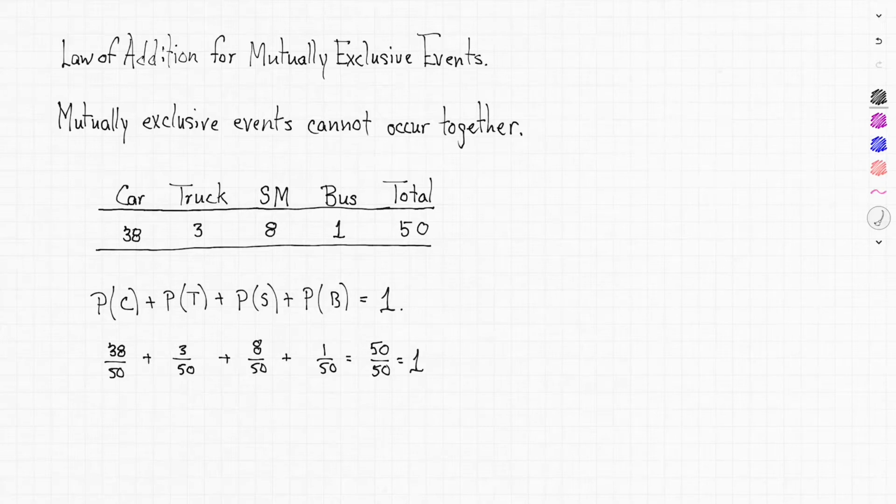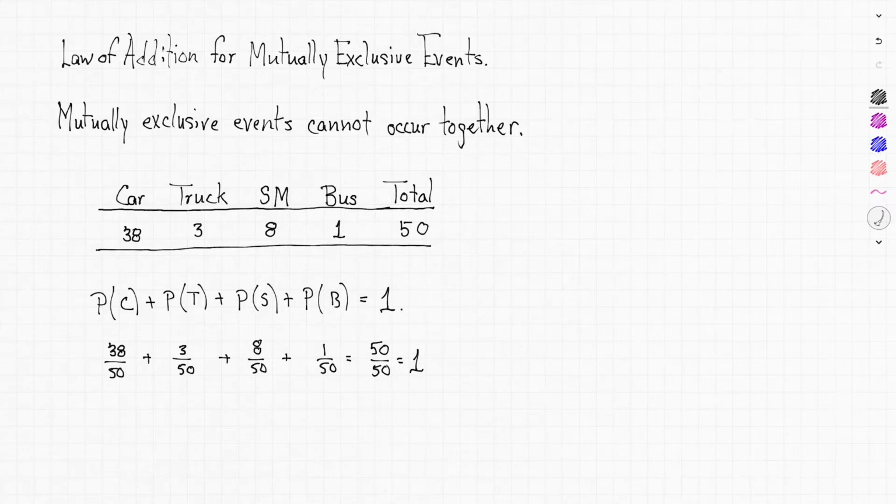Now, notice this. When we took this sample, we just asked people what form of transportation they used to get to school that day, and these were the answers they gave us. But no one person could be in both categories. You couldn't both drive a car and a truck on the same day. You could only drive a car that day, or only a truck, or only your SUV or minivan, or only be on the bus. Because none of these can occur together, we say that these events are mutually exclusive.